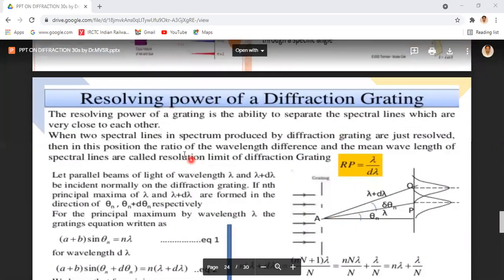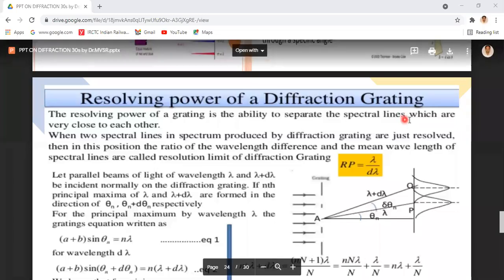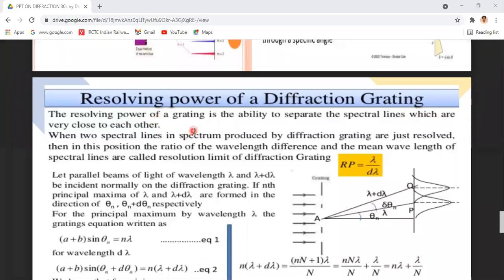First of all, what is the resolving power of a diffraction grating? Already we know what resolving power is. The resolving power of a grating is defined as the ability to separate spectral lines which are very close to each other. Already in our previous slides, we have defined the resolving power of a given optical instrument. Here we take a grating element.